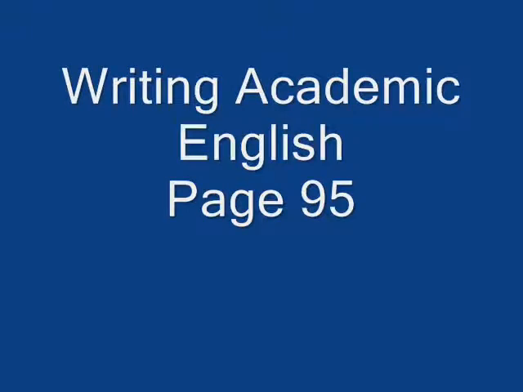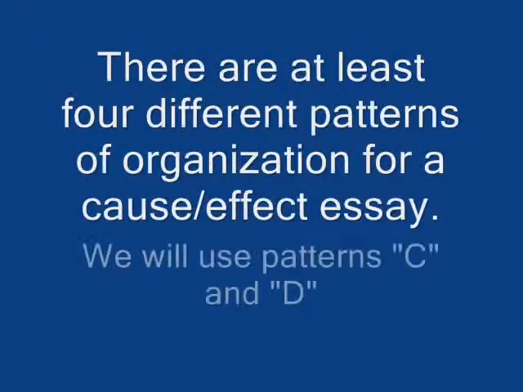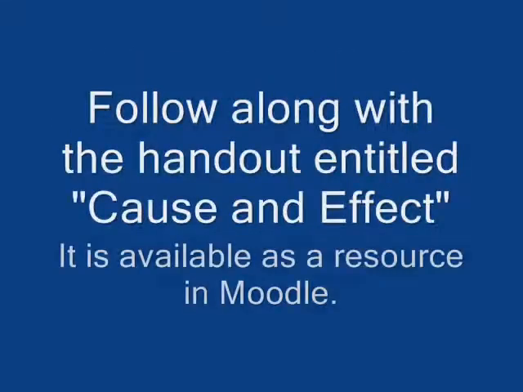In our books on page 95 of the Writing Academic English, we see 4 possible relationships for a cause and effect essay. We will only be looking at patterns C and D in this class. Therefore, let's look at a couple of examples on the handout provided that show these patterns at work.